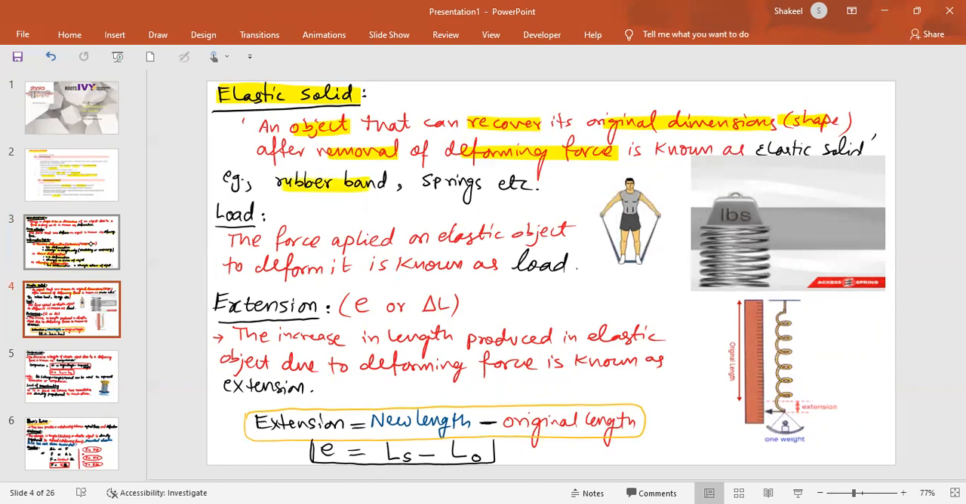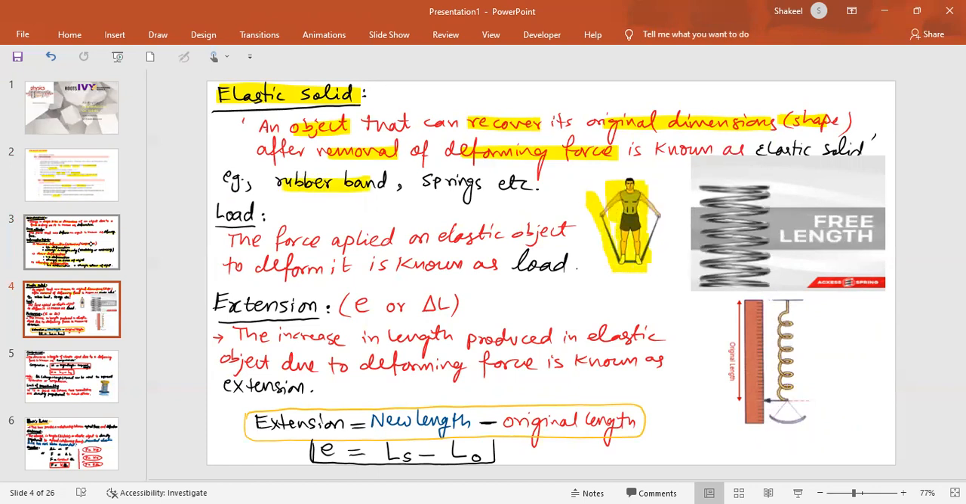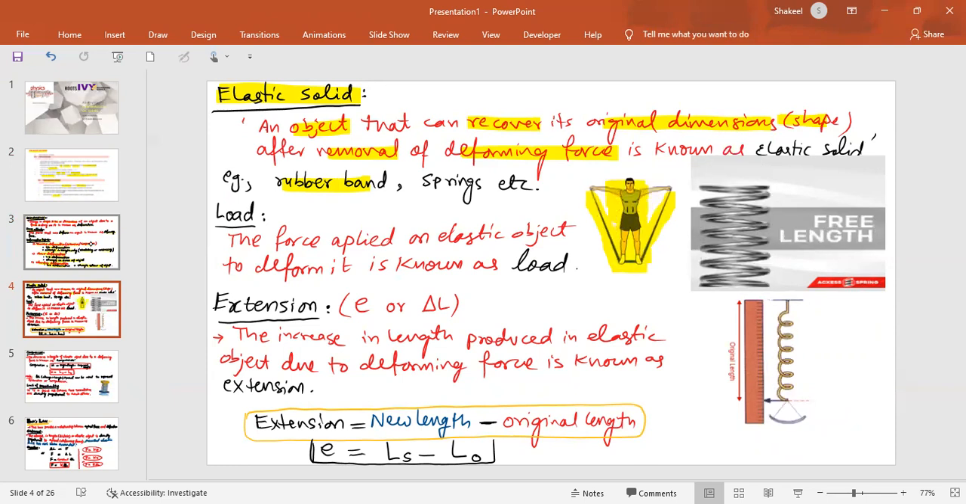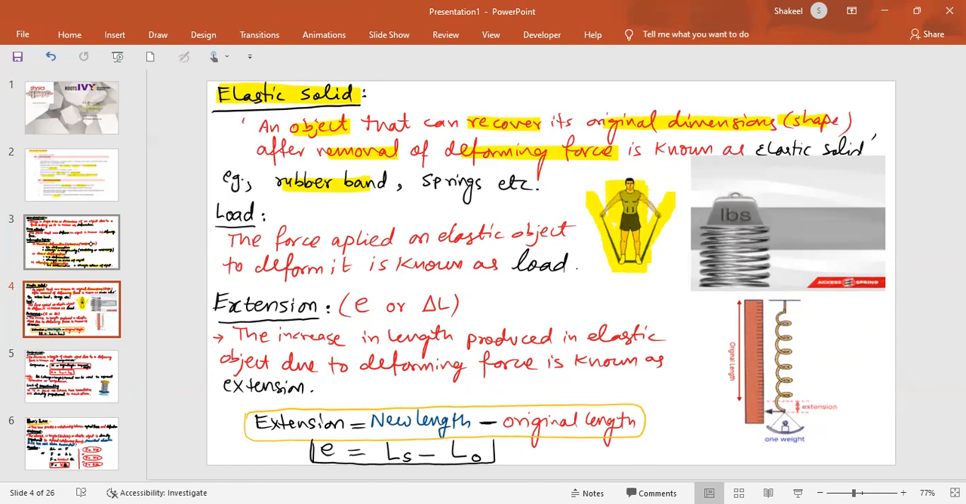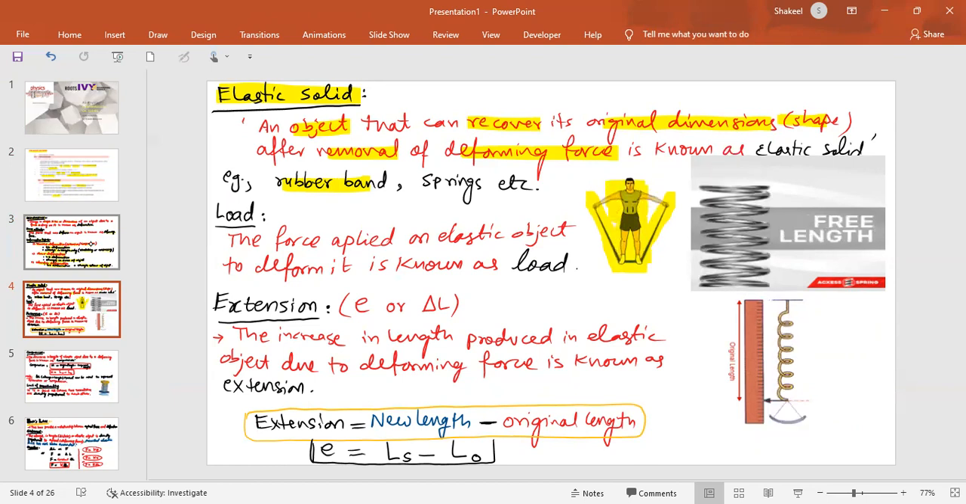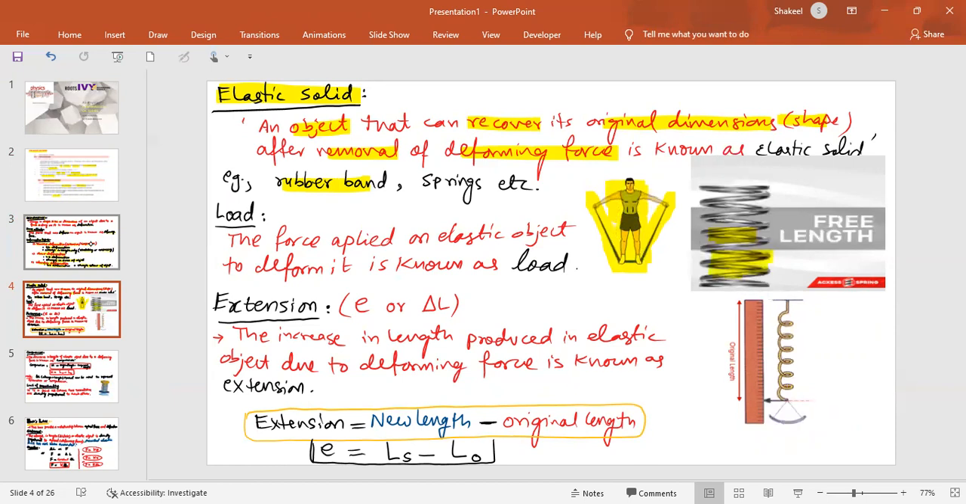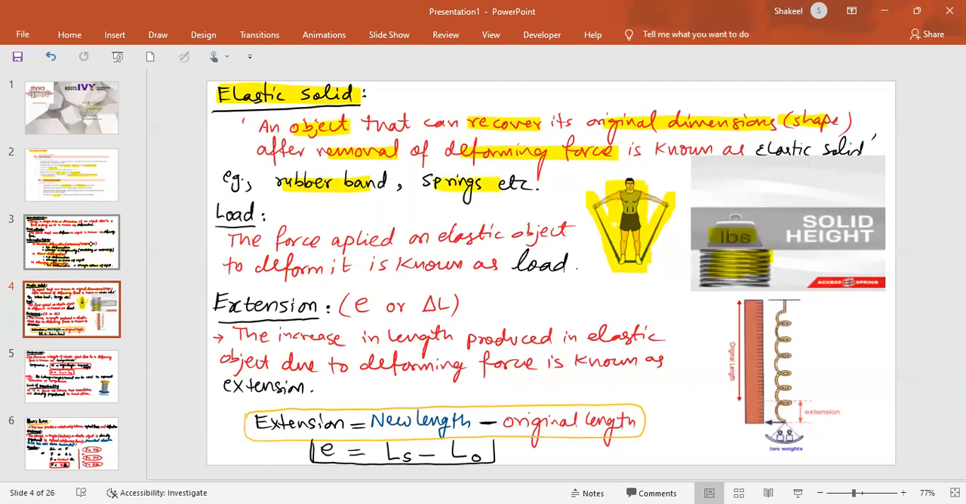An example is a rubber band. In this case of the person, you can see that he is stretching the band with the force exerted by his arms, and when he releases it, the rubber band gets back to its original position. In a similar way, when this weight is on the spring, it is in compressed form, but when you release it, the spring gets back to its original position. So the spring is an elastic object and the rubber band is also an elastic object.